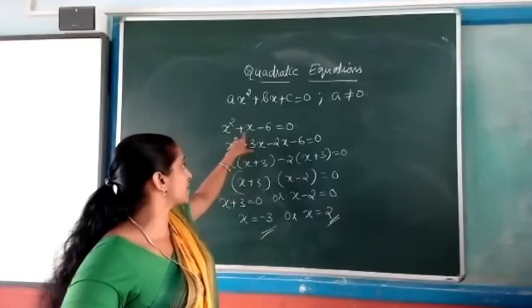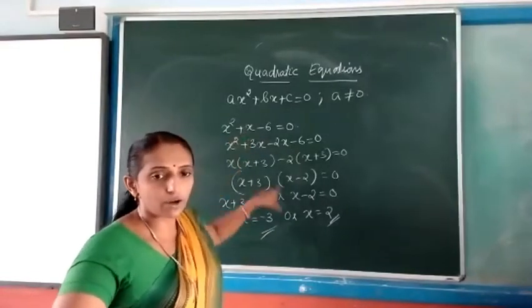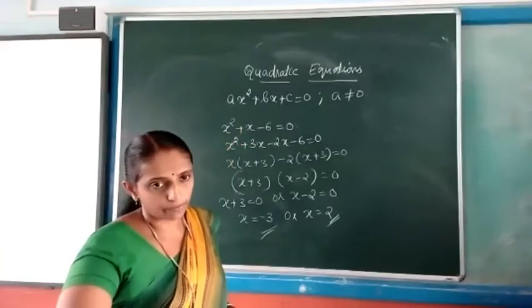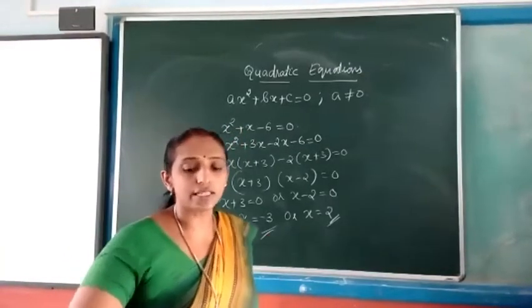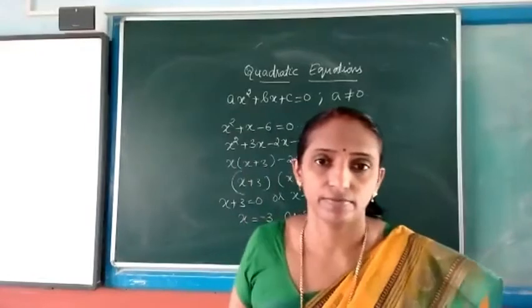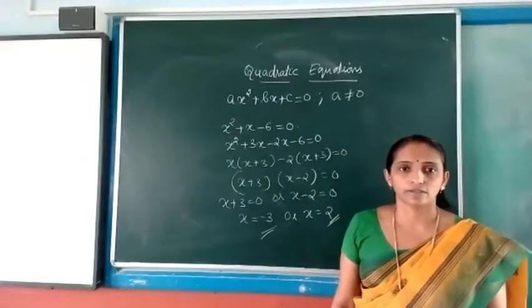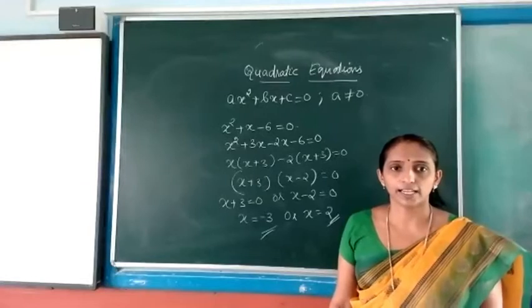If you are substituting x equal to 3, you will get a 0. If you are substituting x equal to 2, then also you will get a 0. Okay. So this is quadratic equations. Clear? Quadratic equations. Is it clear to you?